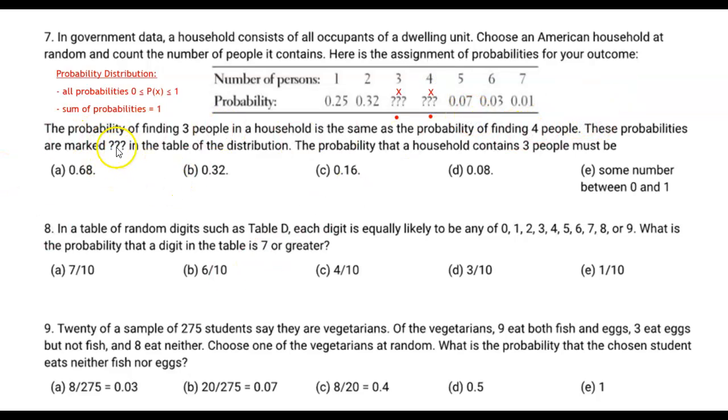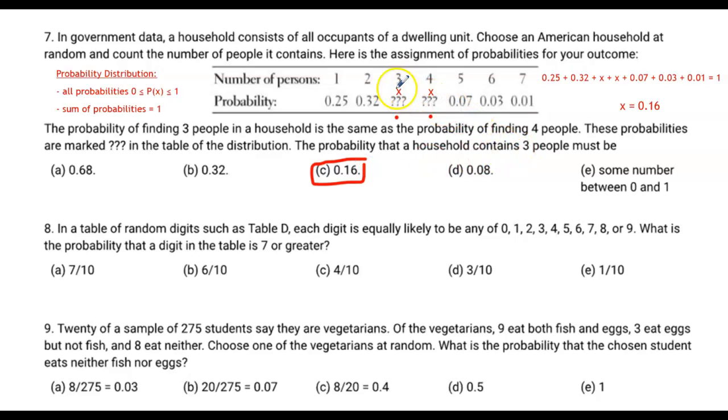The probabilities are marked with question marks in the table. The probability that a household contains 3 people must be, well, all we got to do is set up a scenario in which all of these numbers add together to give me 1. And here's that scenario. I have all of the numbers from the table plus 2 x's add up to equal 1. I think the main thing that students get wrong here is sometimes they'll just put 1x rather than 2. But I'm not going to show you how to solve this because this is not an algebra class. Easy to do. Solving this equation yields x equals 0.16, which means here is our answer.